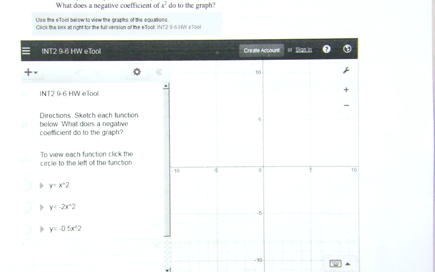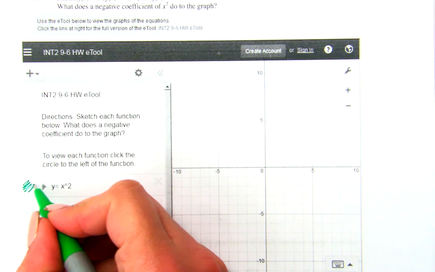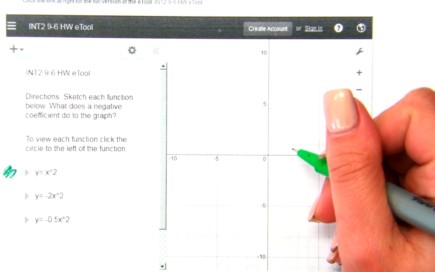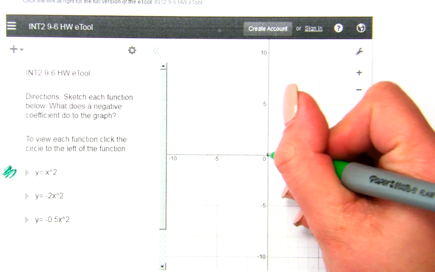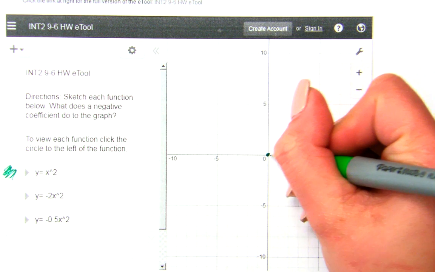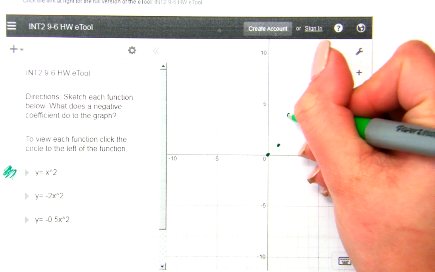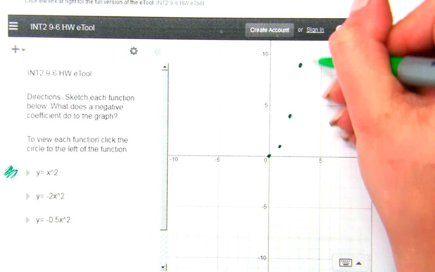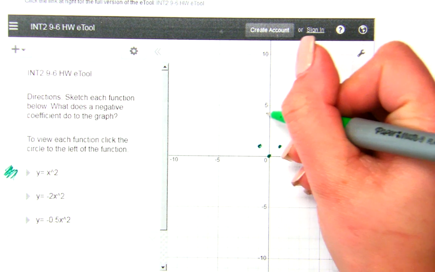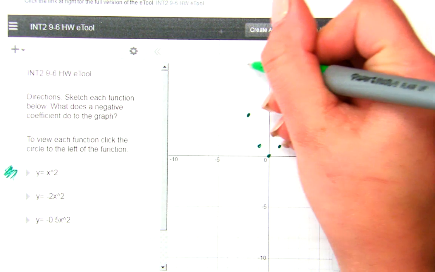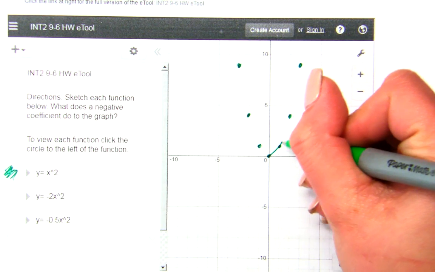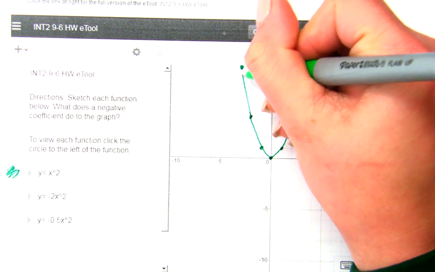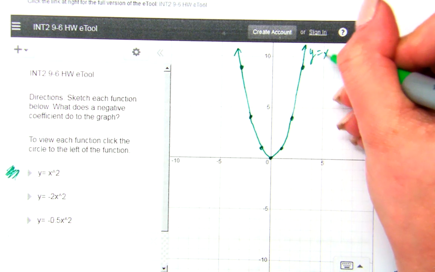Since it already does it for us, I'm going to do the parent graph in green because that's where it starts. So the parent graph is going to be x squared. It starts at 0, 0, and then 1 and 1. 1 squared is 1, 2 squared is 4, 3 squared is 9, 4 squared is 16. But that's already off the grid, so I'm just going to follow along. Okay, so this is the parent graph of y equals x squared.